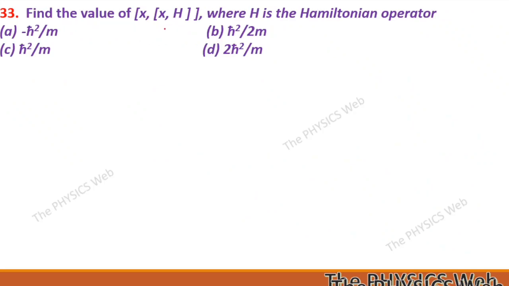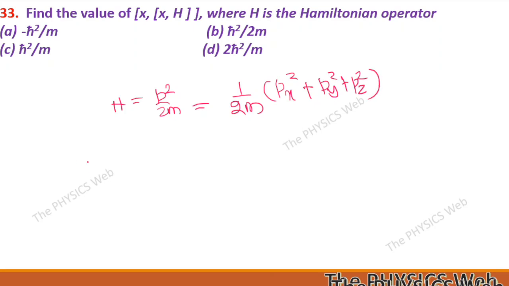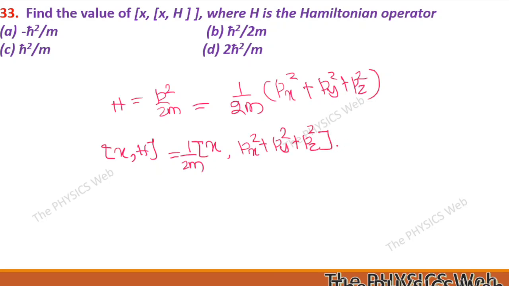Find the value of the commutator of x with [x, H], where H is the Hamiltonian operator. Okay, so you can write H is p²/2m. In component form, you can write 1/2m (px² + py² + pz²). So let us first calculate the commutator [x, H]. I'm taking the constant out of this commutator bracket, so 1/2m, then [x, px² + py² + pz²].